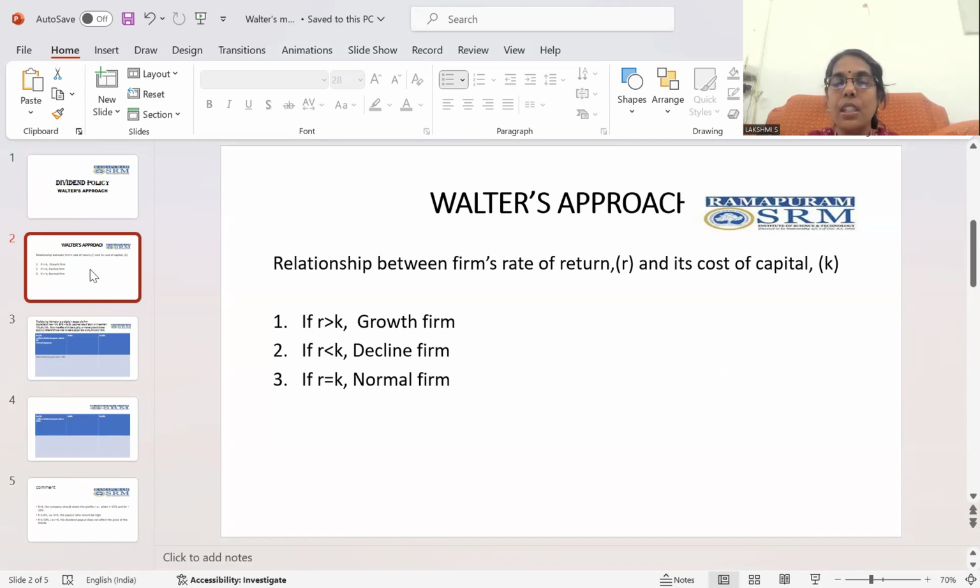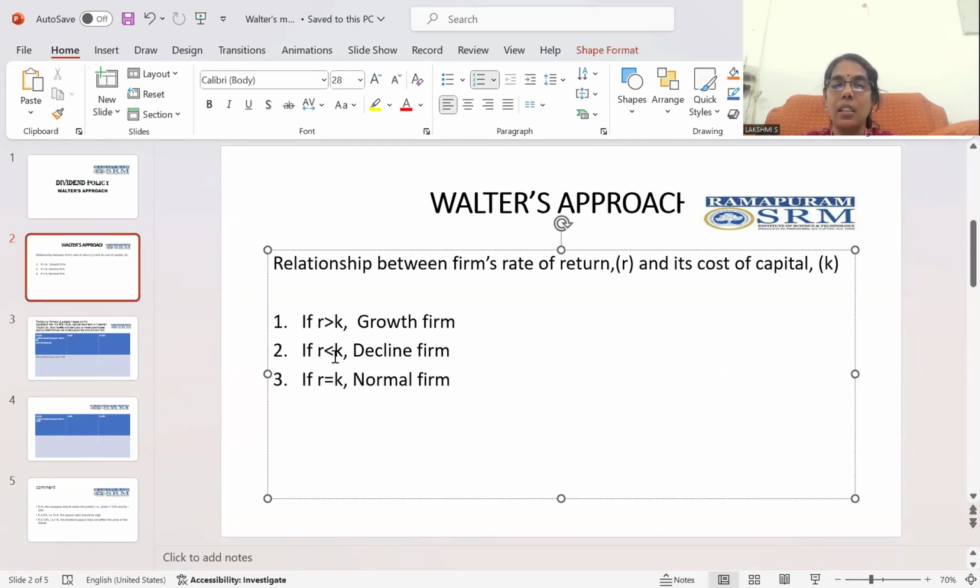So the Walter's approach clearly explains the relationship between the rate of return and its cost of capital. There are three cases. If R is greater than K, here R is the rate of return, that means the rate of return earned by the company is more than the cost of capital. For example, if you're earning 100 rupees and the cost of capital is 50 rupees, we have 50 rupees in our hand as retained earnings. So we pay 50 rupees as a cost of capital and the remaining 50 rupees is retained by the company. Then the company is said to be a growth firm.